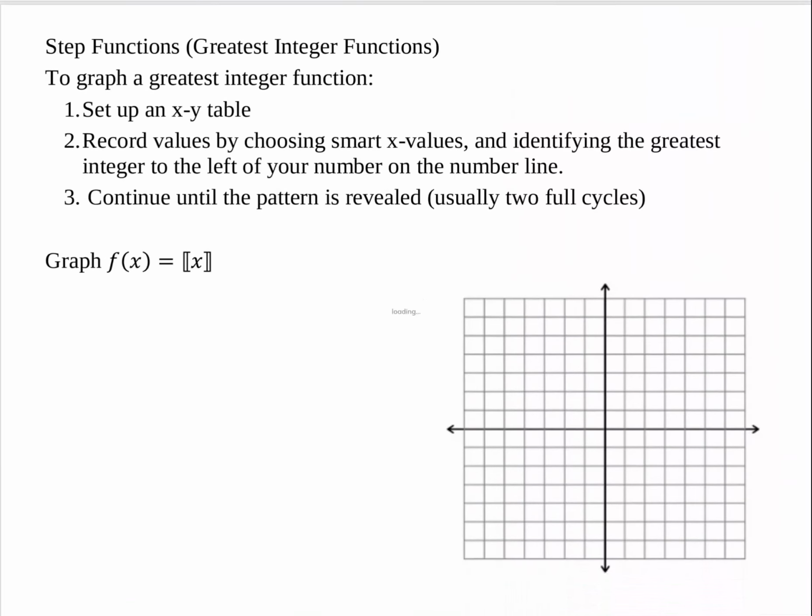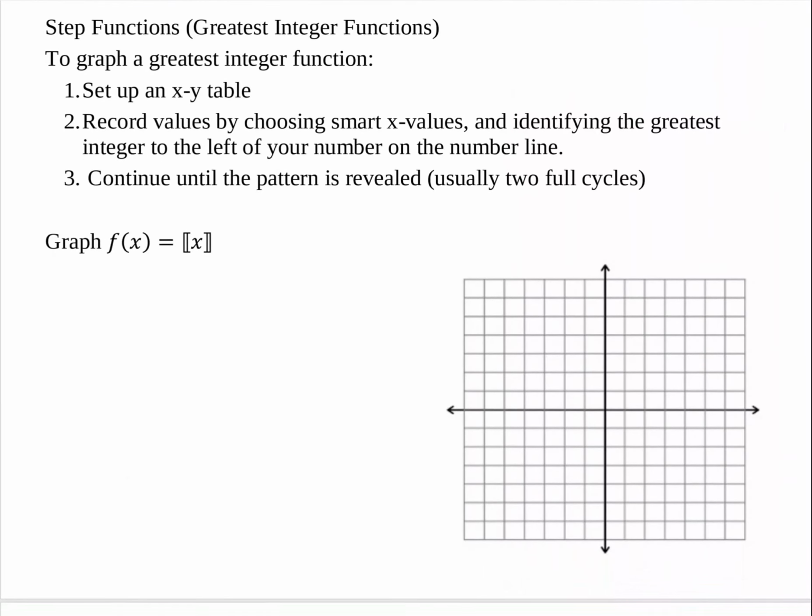All right. So now we have step functions, which are also officially called greatest integer functions, but they graph like a staircase. So that's why some people call them step functions. To graph a greatest integer function, you're going to set up an xy table, and then record values by choosing smart x values and identifying the greatest integer to the left of your number on the number line.